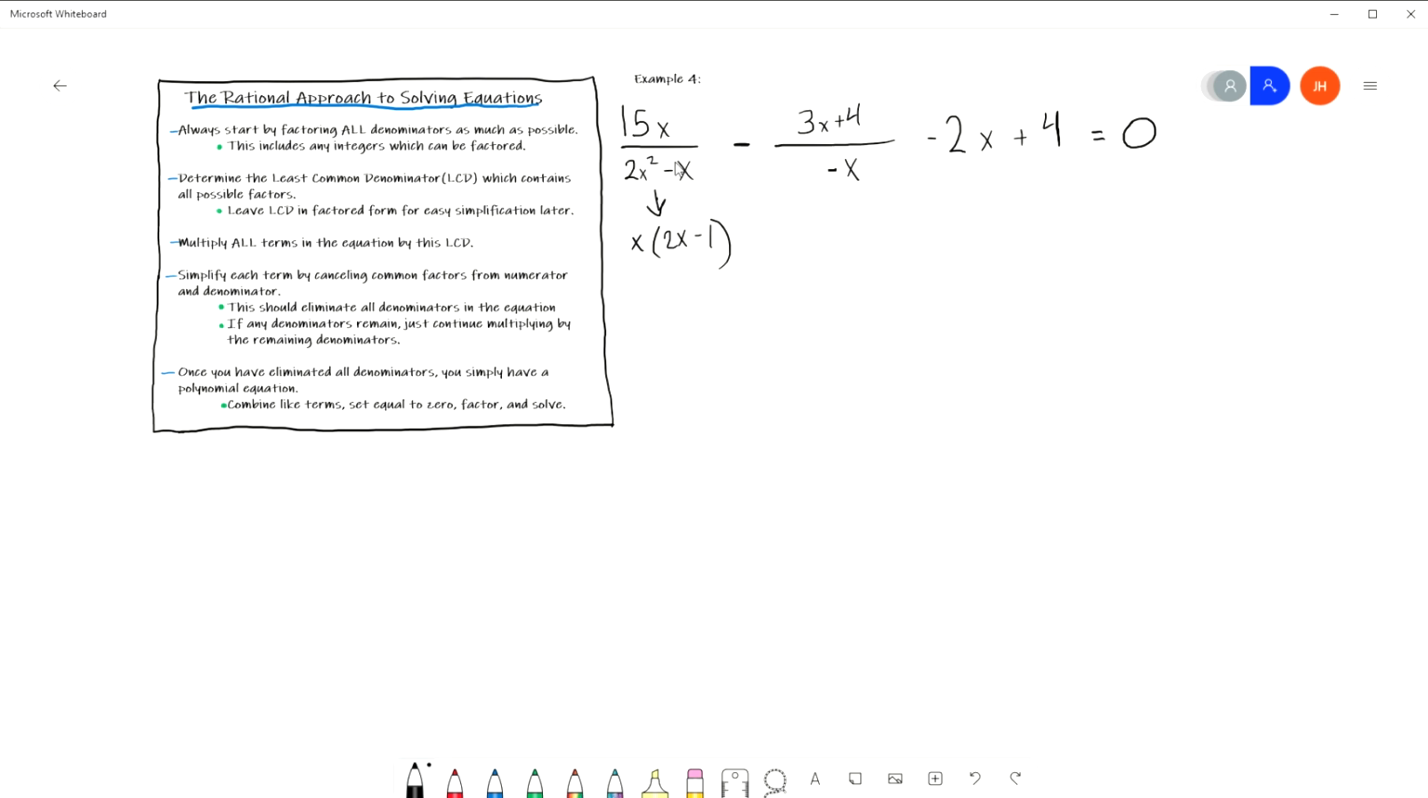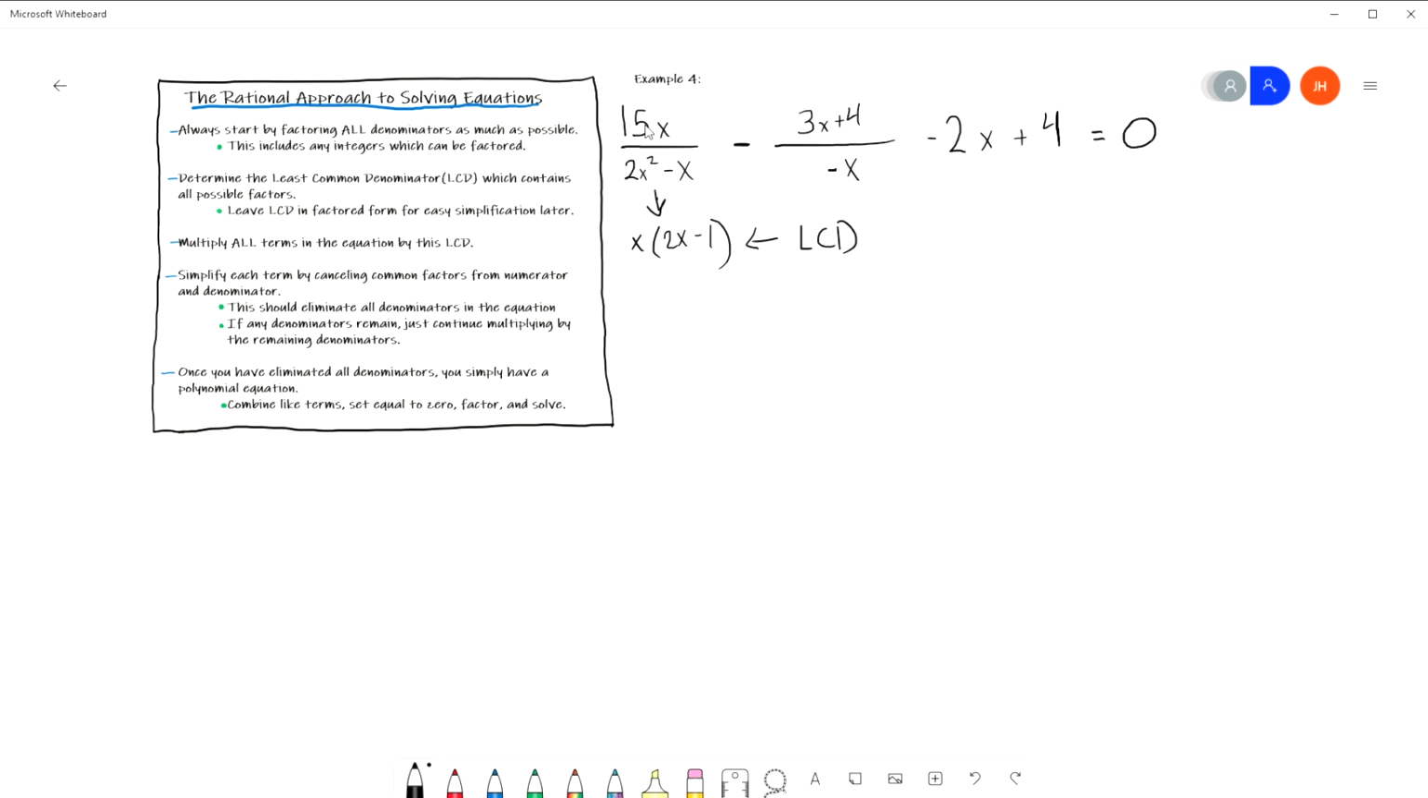So here's an interesting thing. When there's only one, notice how this guy's got the x, this dude's got the x, right? Yes, it's a negative x, but my least common denominator can pretty much just be this x times 2x minus 1, right? Because these terms here don't even have denominators. Pretty nice for us. So my least common denominator is going to be that.